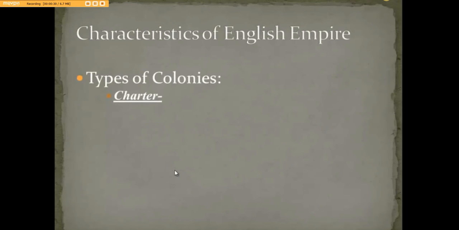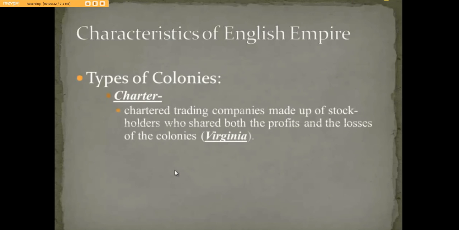Three types of English colonies that you will definitely need to know in North America. We have a charter, and a charter is a group of people that get together and they pool all their money together. And any profit they get, they will share, and any losses that they lose, they will share as well. And a very famous colony that is a charter colony is Jamestown or Virginia.